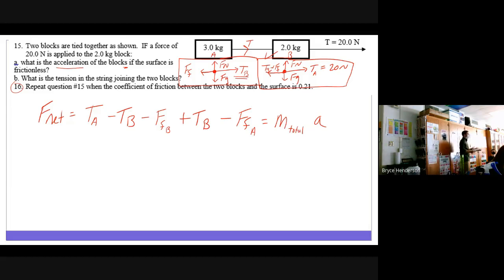Now, does anything go away? Yes. Tension B actually goes away, because if I'm looking at the whole system, I don't care what the tension is between the ropes. That has no bearing on how my blocks accelerate. Okay, so that's helpful. What else? Nothing else. So let's rewrite. Tension A minus. What do I remember about force of friction?